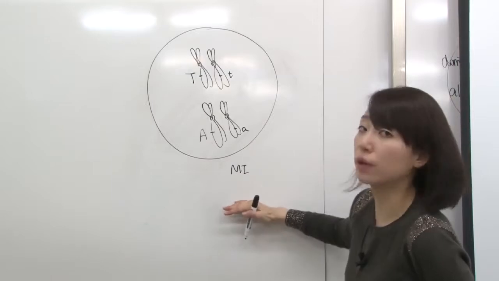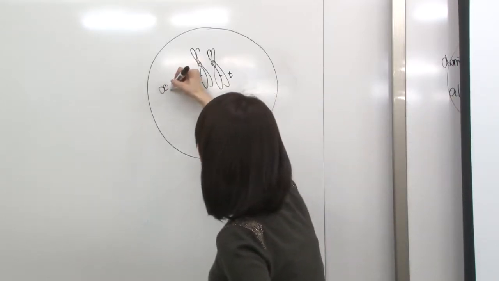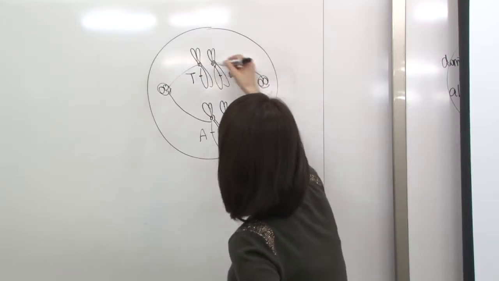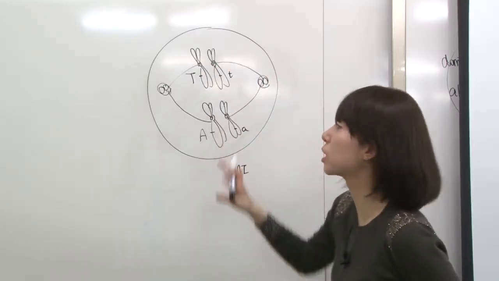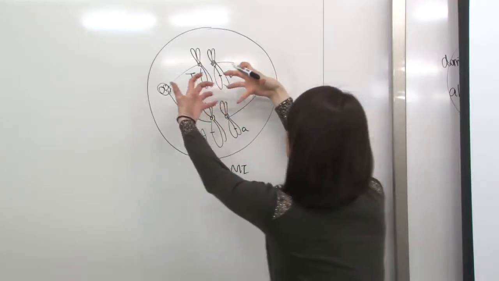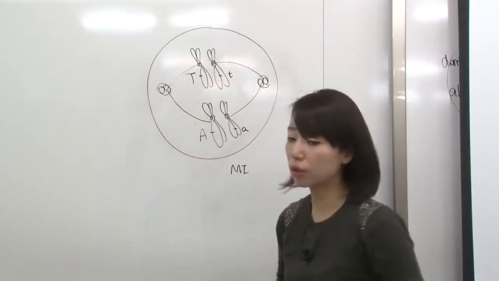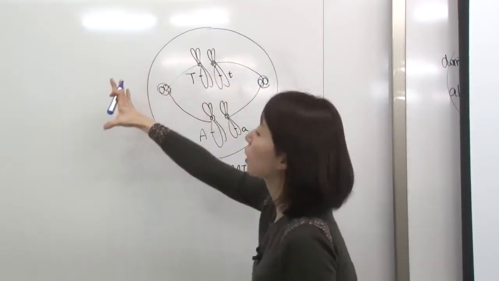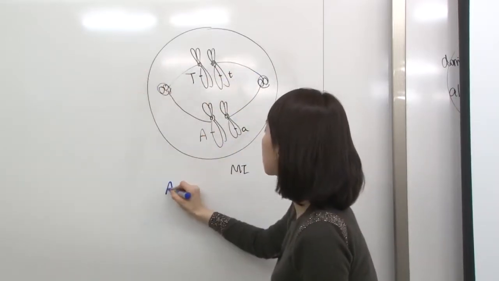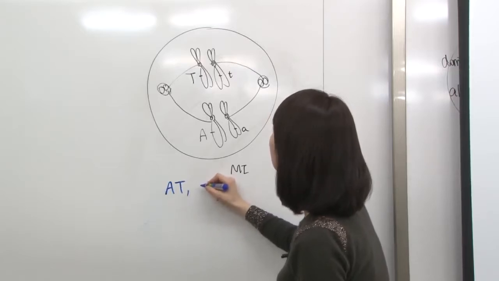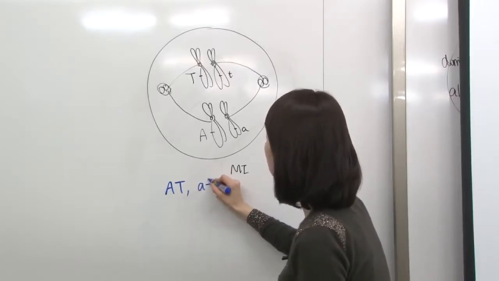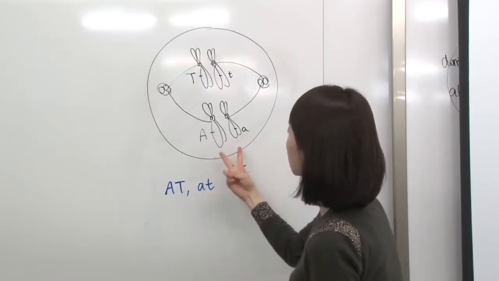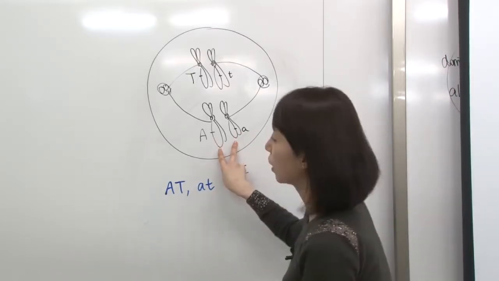Then, during metaphase, the microtubules, the spindle fibers, get attached to the chromosomes and pull them to opposite ends. But when they get pulled, these two can go to this side. So this can be large A, large T, and small a, small t, like this. But this can also be switched like this. How this is going to be aligned is random.